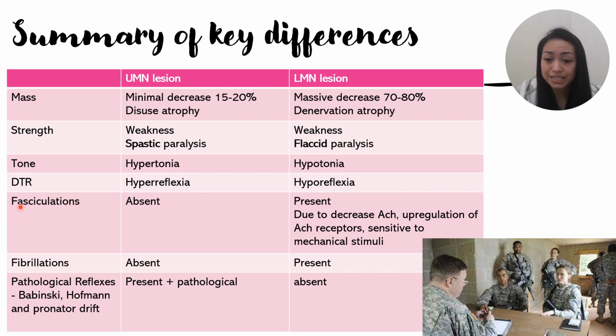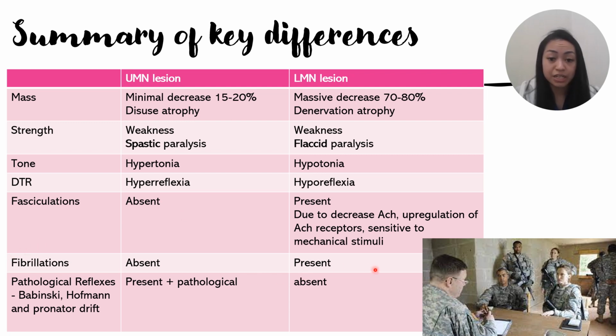Fasciculations are only present in lower motor neurons and absent in upper motor neurons. They're only present in lower motor neurons because basically the loss or massive decrease in the release of acetylcholine at the axon terminal is going to lead to the upregulation of acetylcholine receptors in the muscles, meaning that they're going to be more sensitive and even sensitive to mechanical stimulation. So that's why we're going to see fasciculations in lower motor neuron lesions, but not in upper motor neuron lesions.